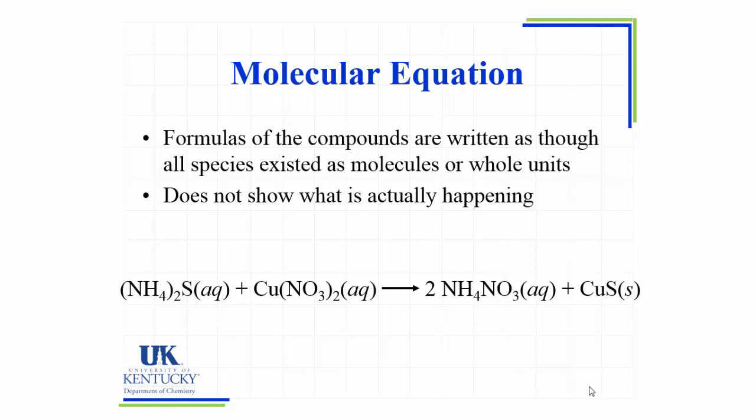So when we look at a molecular equation, what we see is that the formulas of the compounds are written as though all species existed as molecules or whole units. Remember that when we have ionic compounds in solution, if they are aqueous, meaning they're soluble in water, those ionic compounds are going to dissociate into their ions. So if I look at my example here, I really don't have ammonium sulfide and copper nitrate in solution. What I have are ammonium ions, sulfide ions, copper ions, and nitrate ions. But this is the molecular equation that shows these as molecules. It's not necessarily showing us the chemical change that's happening.